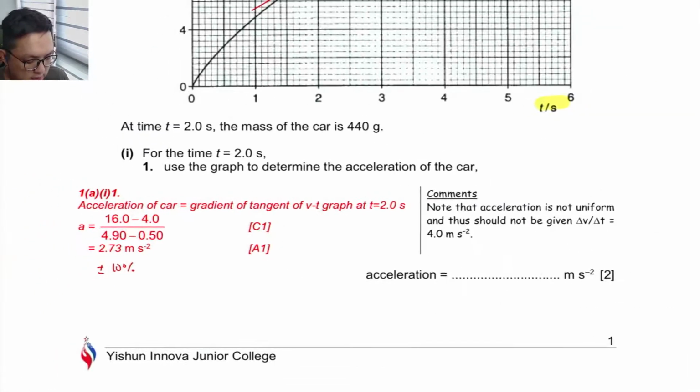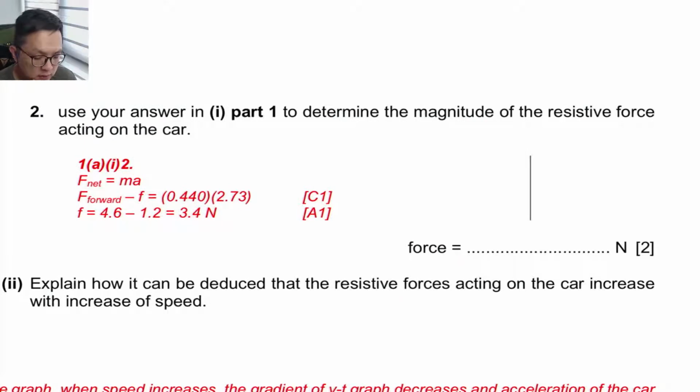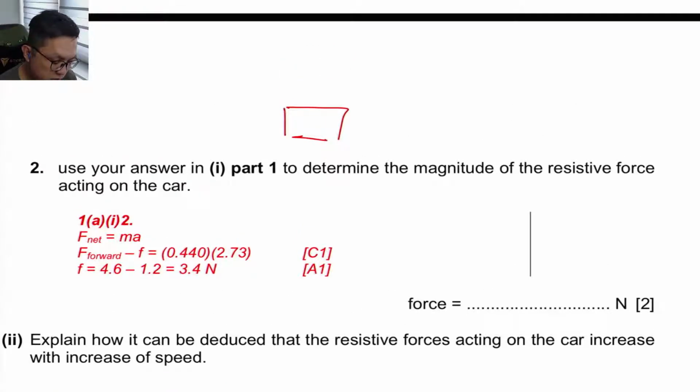Okay, next let's look at the next one. You're supposed to use the answer in part 1 to determine the magnitude of the resistive force acting on the car. Alright, most of you could do this step. So basically what you're doing is you took the car. Let me just draw a car above. Okay, so let's just say you do it like that. Alright, so this is your car. And you know that your acceleration, whichever value you worked it out to be, is a equals 2.73 meters per second squared.